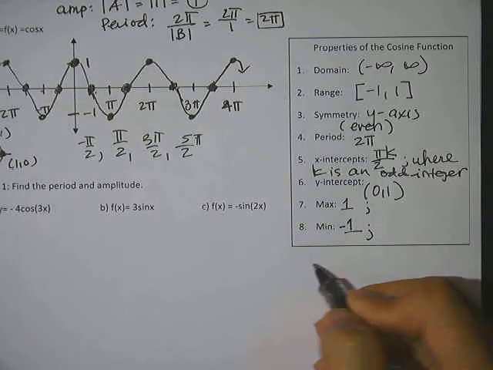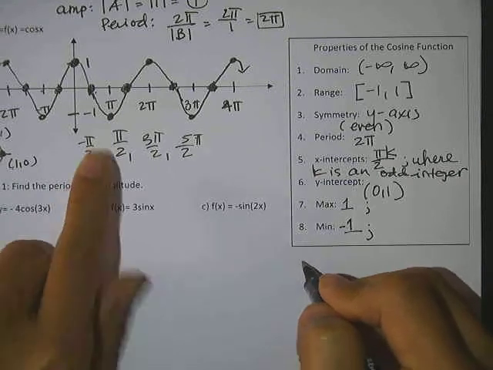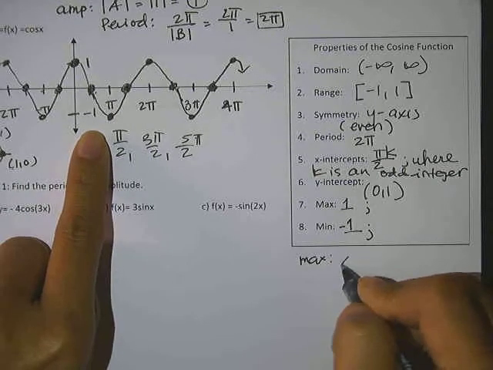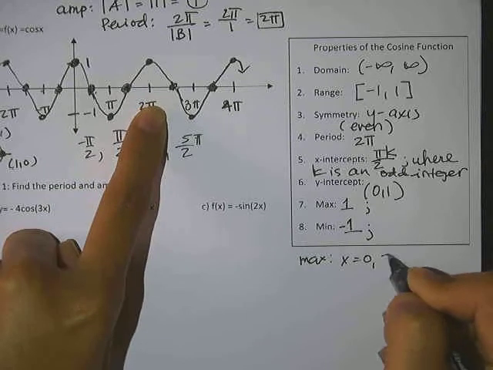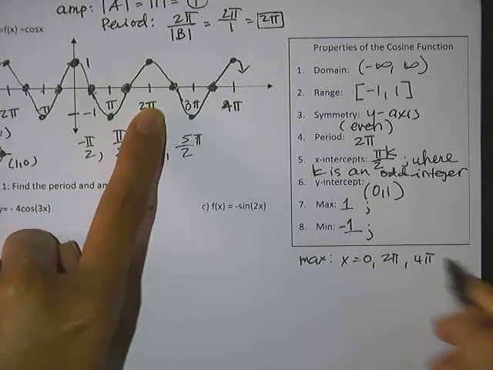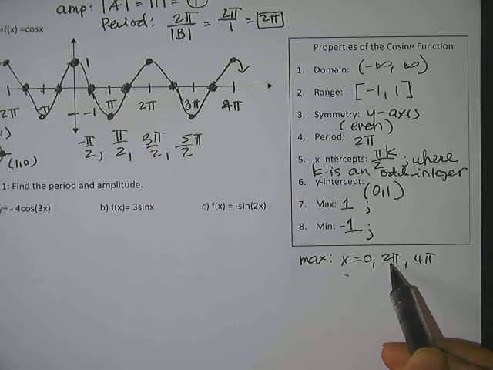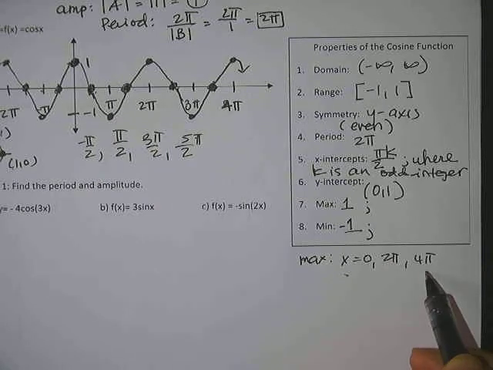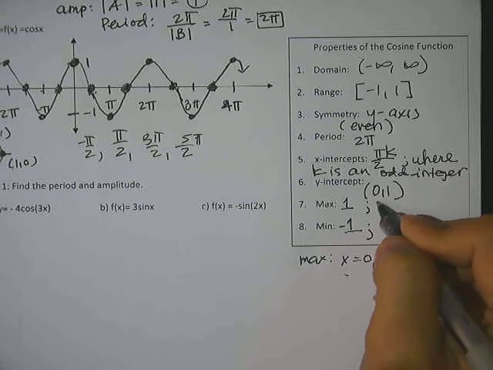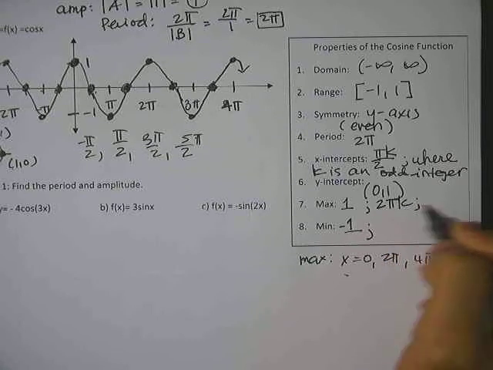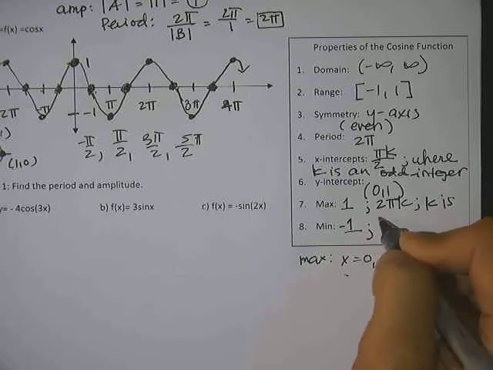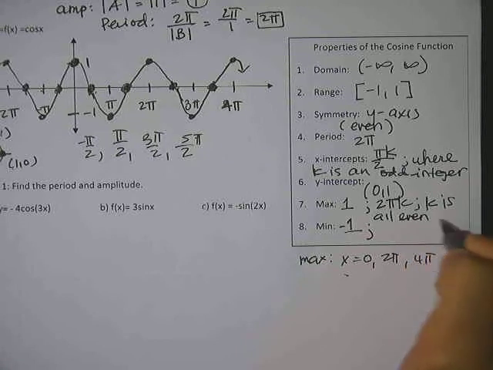So what's the pattern? We're always going to look for the pattern, okay? So this is for the max. You have when x is 0, when x is 2 pi, when x is 4 pi. So max is at 1 when x is what? 2 pi k, where k is all even integers. Okay, so max is at 2 pi k, where k is all even integers.